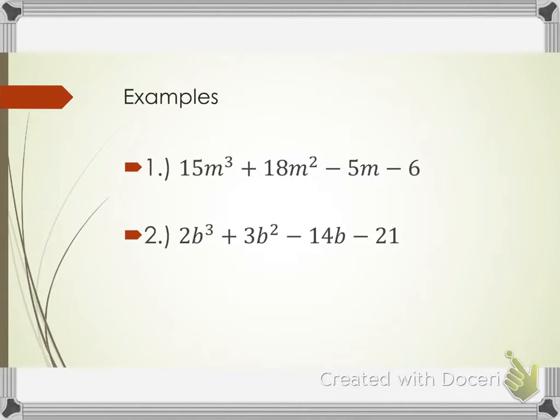Okay. So here's a couple of examples that we're going to go over. 15m cubed plus 18m squared minus 5m minus 6. 2b cubed plus 3b squared minus 14b minus 21. Those are 2 of the 3 examples we're going to go over. I'll give you the third one on the very last slide.